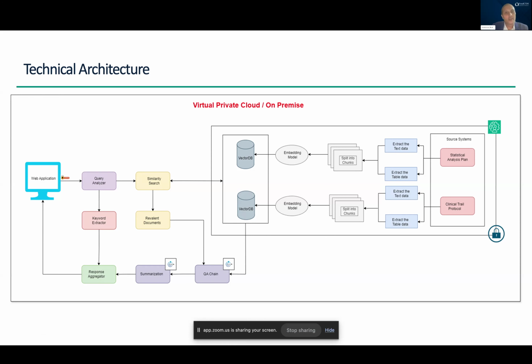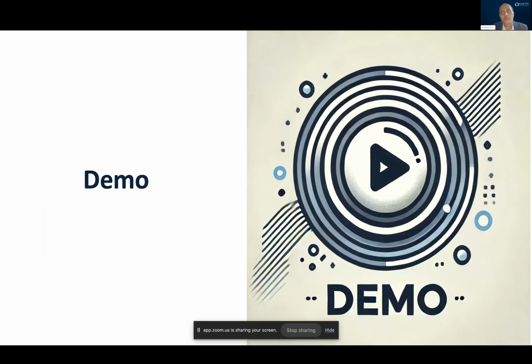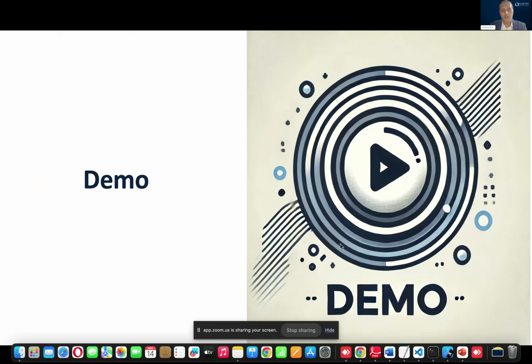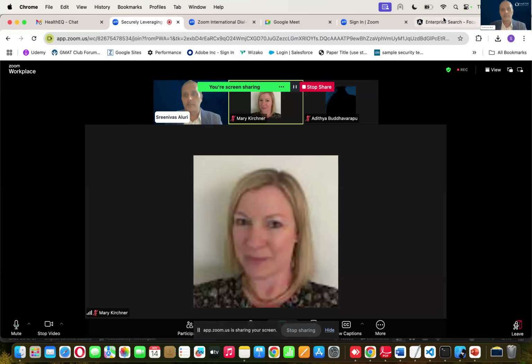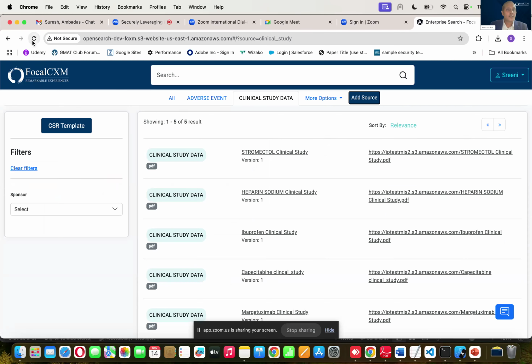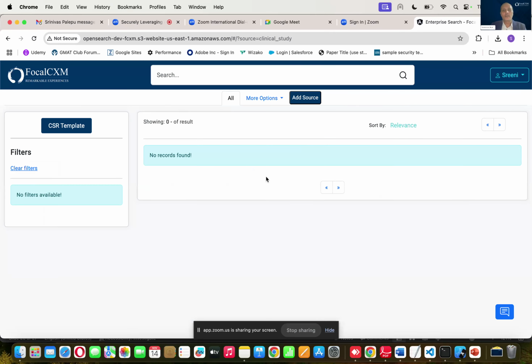All right. So this is the background of how we implemented a use case. Now, we would like to give a quick demo and give you an experience of how this would work. So if you allow me, I would just switch over. Okay. All right. So this is the enterprise search platform that we have implemented at Focal.